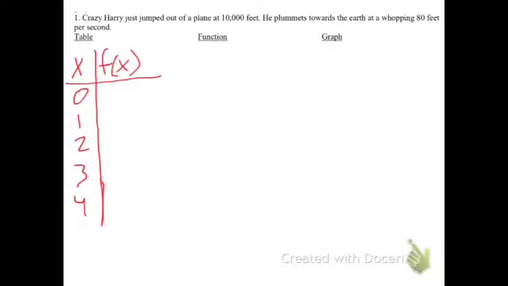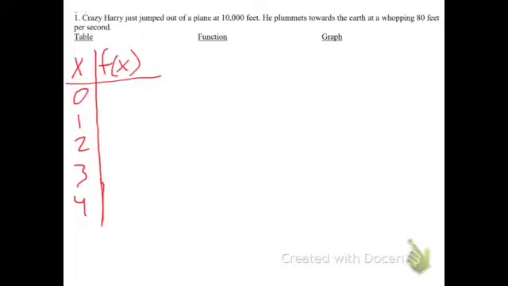So, number one, Crazy Harry just jumped out of a plane at 10,000 feet. He plummets towards the Earth at a whopping 80 feet per second. Okay, so I got a table going already, mostly because I didn't want to talk while writing it down. But I'm just choosing x values. Like you can choose 0, 1, 2, 3, 4, or I could have picked like 0, 17, 413. It just depends on what you feel like doing.